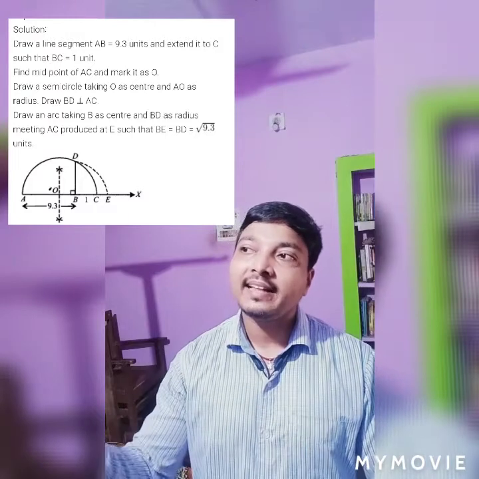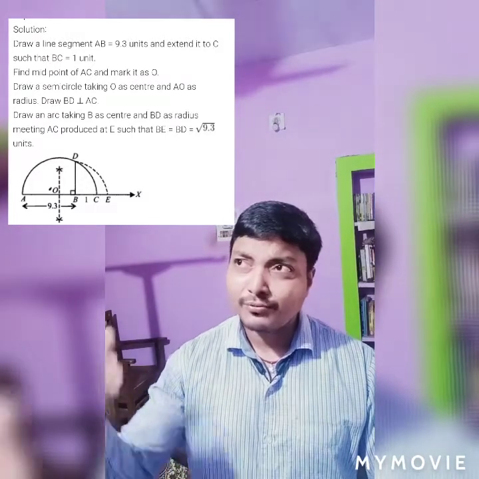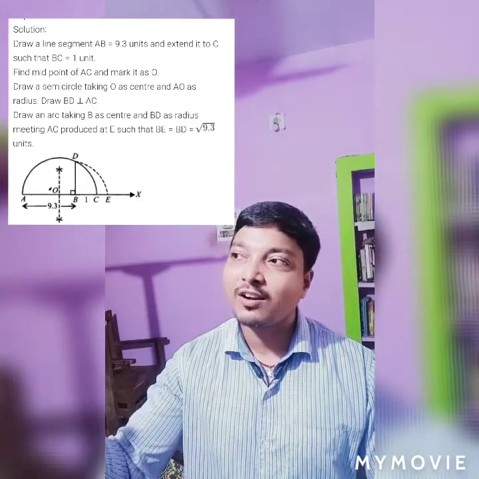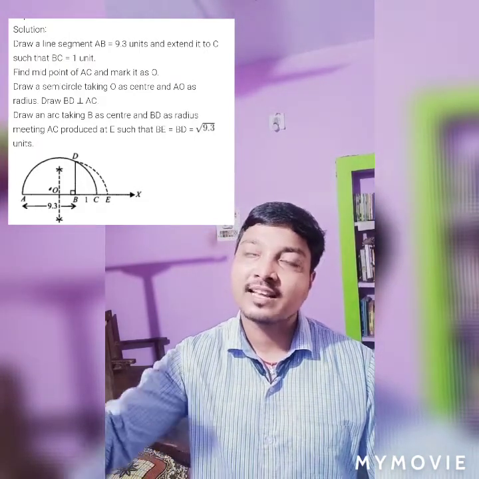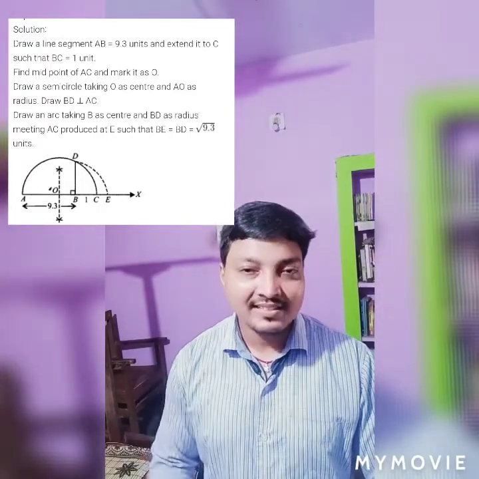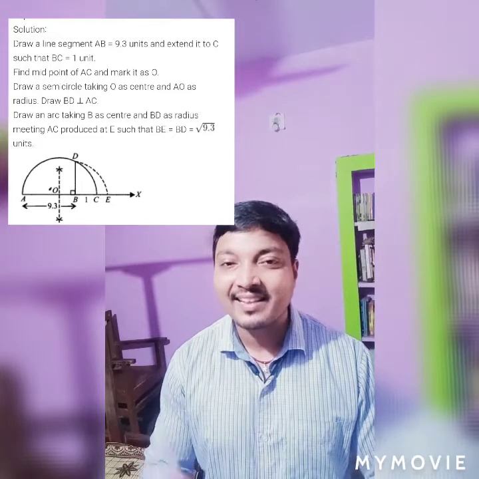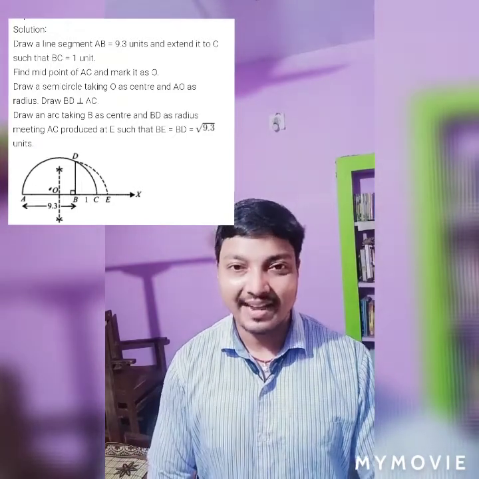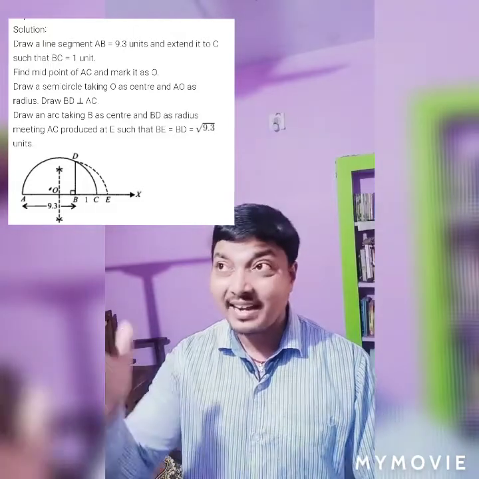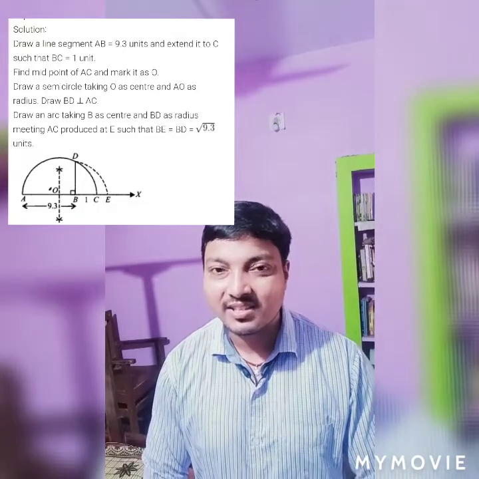Now the BE length is the same as the BD length, and we know that BD is equal to the square root of 9.3. So we have now drawn BE on the number line whose length is the same as BD. We can say that BD and BE are the same, and on the number line the BE length is our square root of 9.3. Understood or not understood?